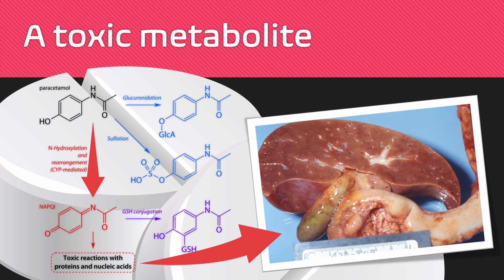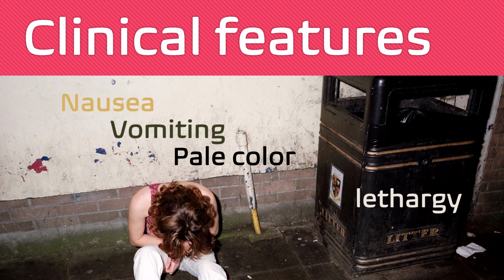In overdose, there is a significantly larger amount of NAPQI produced, and this can significantly exceed the body's detoxification capacity due to the finite amounts of glutathione available. As a result, the excess NAPQI binds to the hepatocytes and can cause mitochondrial injury, and in severe cases can lead to acute liver failure and even death. It is known as the silent killer, as there are not always symptoms.